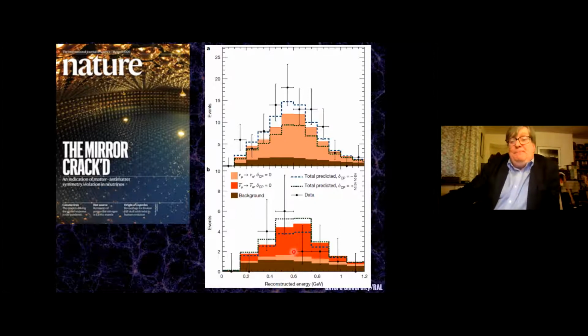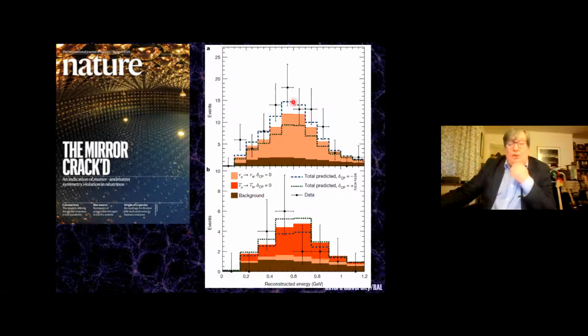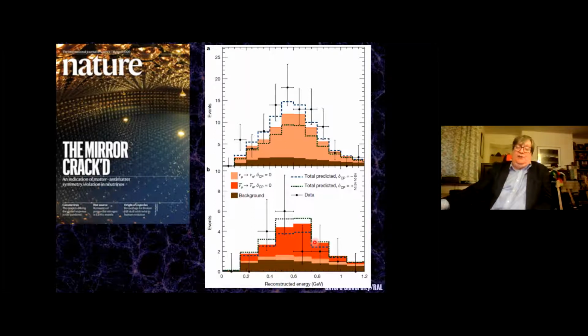But the thing that gets people excited is if you look at the data, you can see that the points are not consistent with the prediction. There are more counts in all the bins than there are in the prediction. So more electron neutrinos have appeared than you would predict. And conversely, in this one, if you add it up, there are fewer electron antineutrinos than you would predict. And this is consistent with CP being violated.